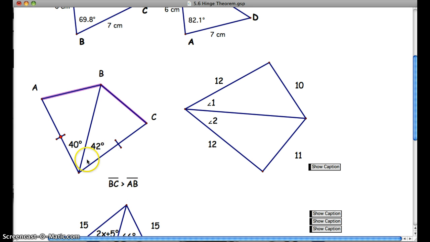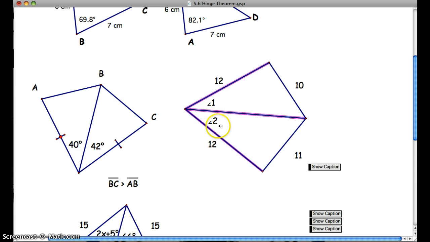Now again, it's not side-angle-side, right? Because the angles are not congruent. Remember, these are not congruent triangles. Okay? Let's look over here now. Now, we have this side being congruent to this side. Those 12s are congruent. This side's clearly congruent to itself because of the reflexive property.